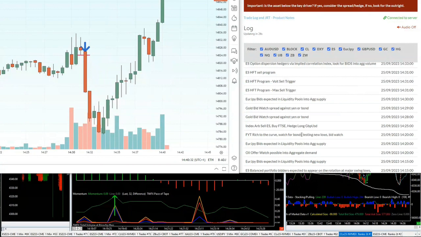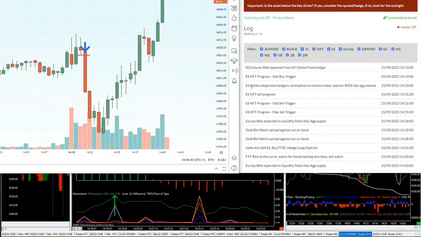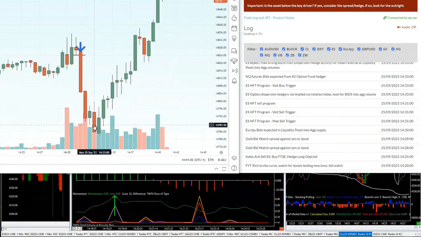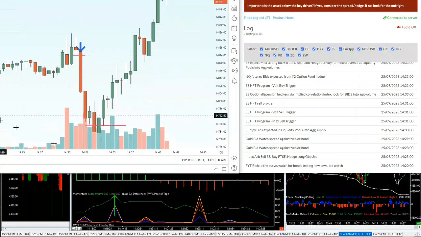Okay. So once we've got those sell triggers coming in, you can see that we get that at 1431 from all three of them. We get a volt sell, we get a max sell, and we get a HFT short. Then what happens? 1433, we start seeing option dispersion hedgers looking to bid into aggregate volume. So in other words, volume is a key component here. 1433s. Let's find the 1433 candle. This is the 1433 candle, this green candle. Now, we know that these dispersion hedgers are buyers of bottom edges. So we simply then draw a line against that price. And we put ourselves on bid watch into the low following that candle close there.